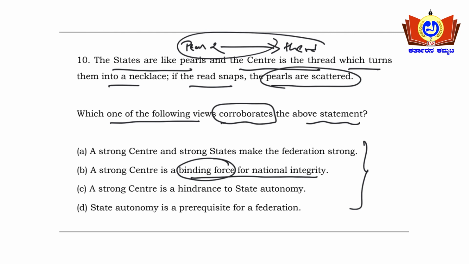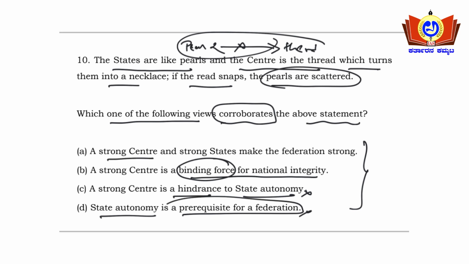We will also be checking with options C and D. A strong center is a hindrance to states' autonomy. No, this is wrong. If at all the reed snaps, the pearls are scattered, means if this binding force has been broken down, then the states will be broken into pieces. Like that the statement is saying. States' autonomy is a prerequisite for a federation. No, this also cannot be deduced.